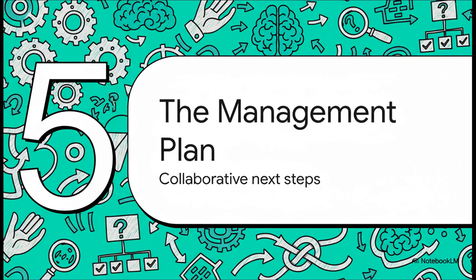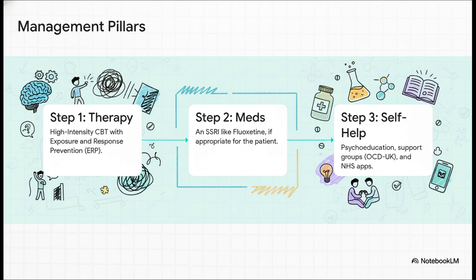Remember, a diagnosis isn't the finish line. It's the starting point. The next step is to build a management plan, and you have to do this with your patient. Frame it as a team effort, something you'll work on together. Present the plan in clear, structured steps. Think of it in 3 main parts. First, psychological therapy, and you want to be specific. CBT with something called exposure and response prevention is the gold standard. Second, medication, usually an SSRI. And third, psychoeducation and self-help resources.